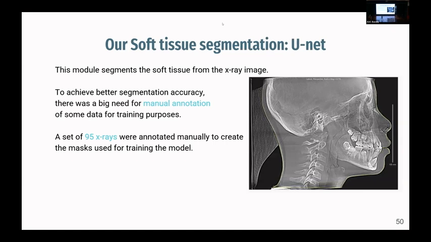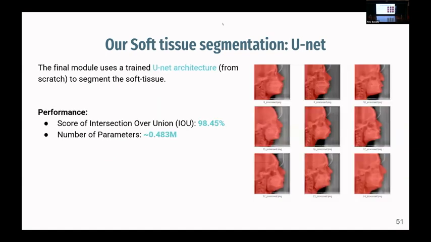So our solution was basically to customize our own model for segmenting the tissue to tackle the challenge of generalizing the model over the dataset. We manually annotated 95 X-ray images by tracing them manually, as you can see in the GIF, and we trained the U-Net architecture over it, and we were able to obtain an intersection over union score of 98%, and with a lower number of parameters than our competitor, with almost 500,000 parameters.